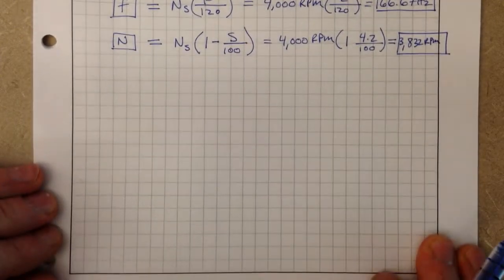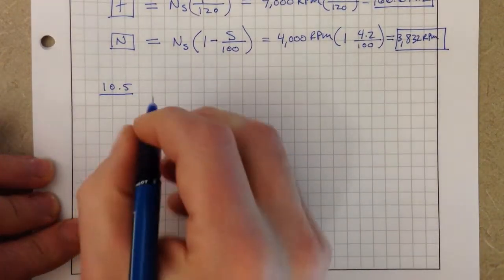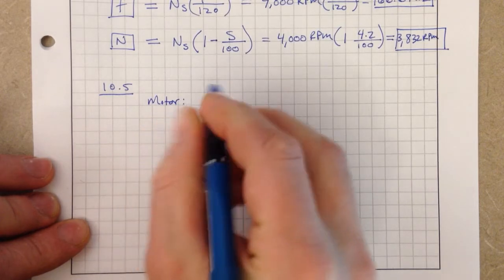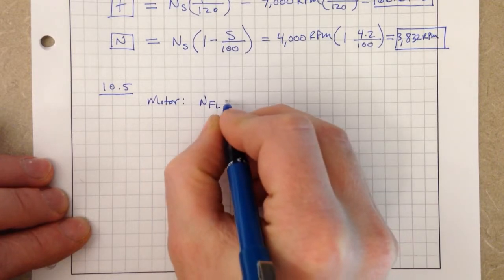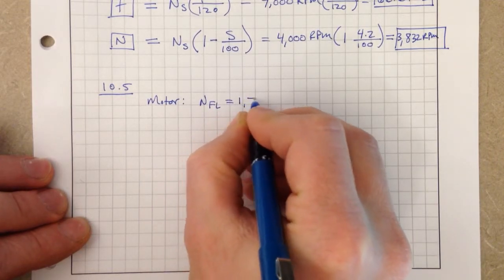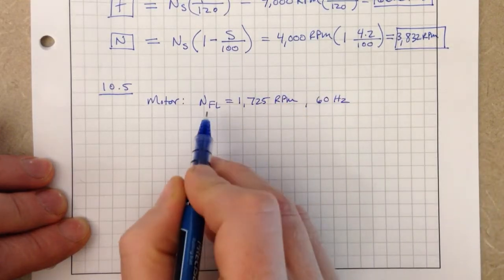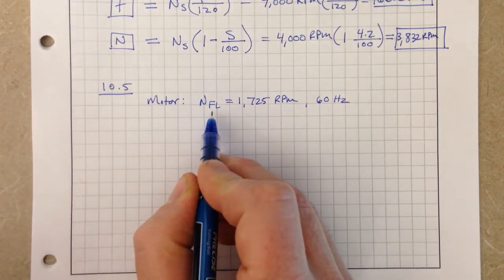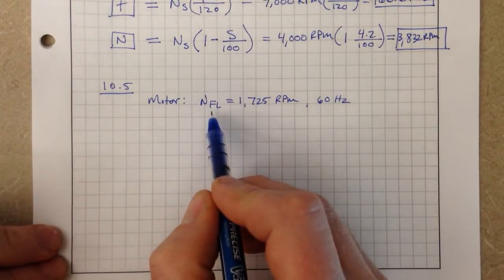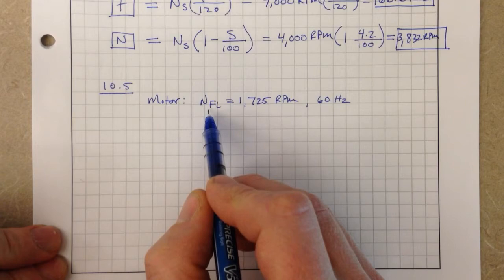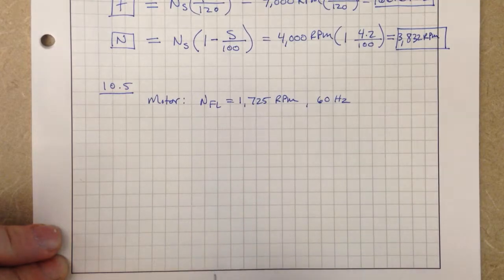Problem 10.5. So in problem 10.5 we have a motor. It has a 60 Hertz system. It has a full load speed of 1,725 RPM, 60 Hertz. Now this speed, full load speed, is synonymous with just the N, the rotational speed at full load. Okay, this is also the speed that you'll see stamped on the nameplate. So that's the kind of speed when you look at the nameplate they're talking about.